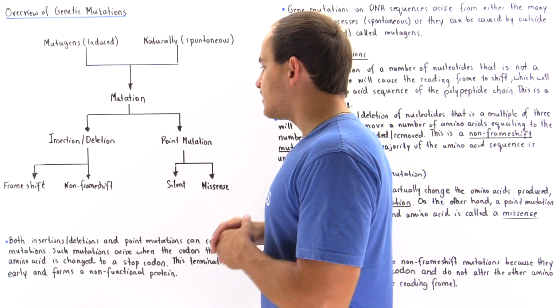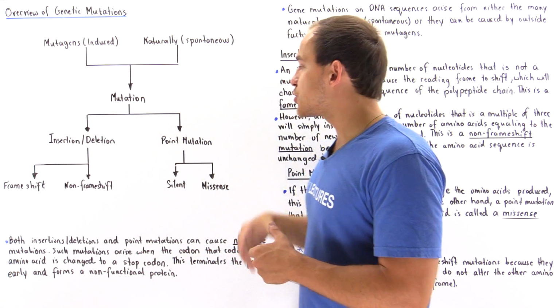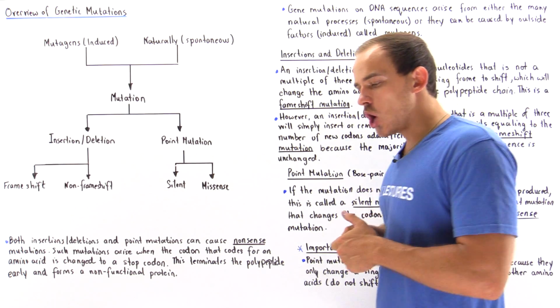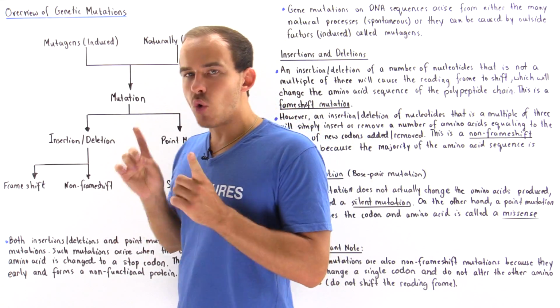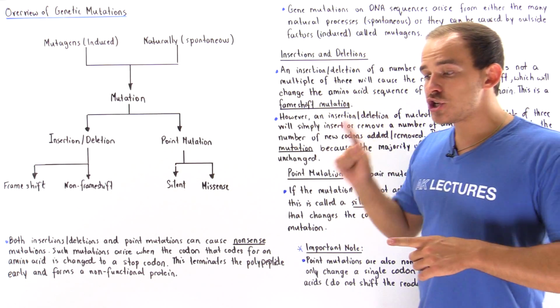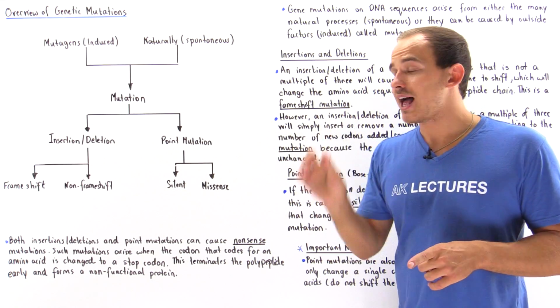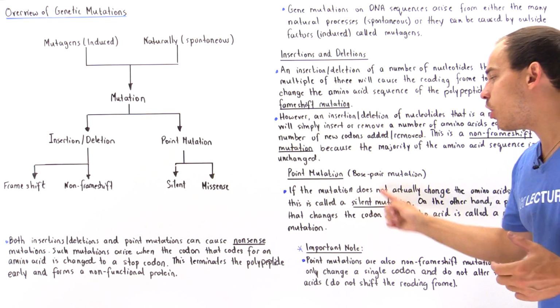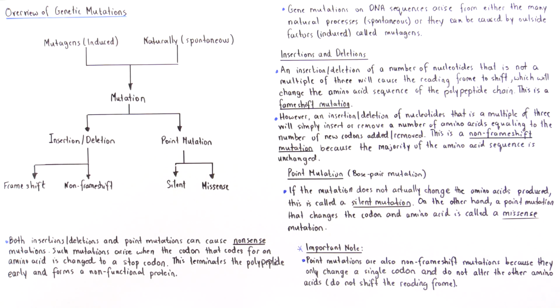Now, let's move on to the second category, known as point mutation. A point mutation, also known as a base pair mutation or a base pair substitution, is a change of a single nucleotide on that DNA template. If the point mutation does not actually change the amino acid that is produced, in this case, it is known as a silent mutation.